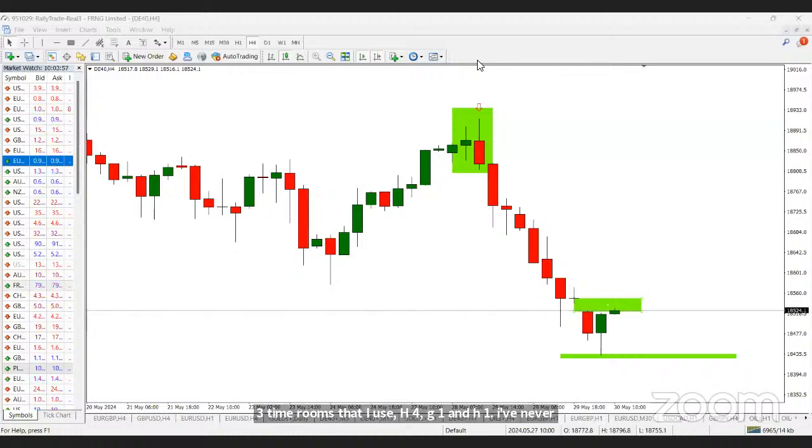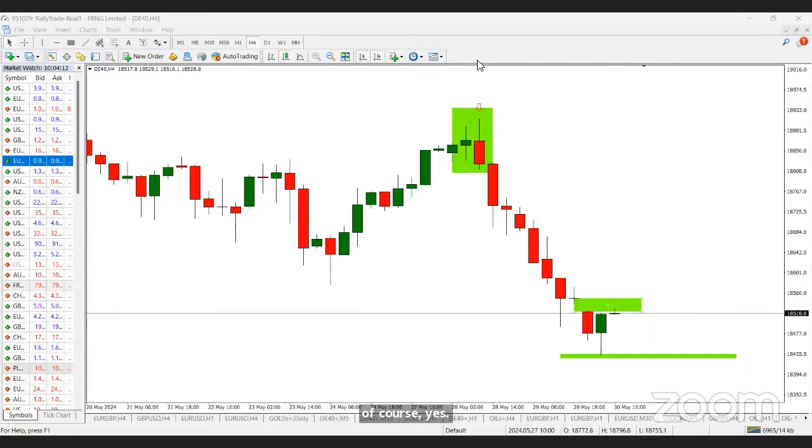Let me see another question. D40 has a gap, I place a buy stop. I've answered that one. Can I attend Rally physical classes? Yes, of course. But don't forget that once you get to us, you have to fund your account before you come. Especially with me, you must fund your account before you sit in my class.